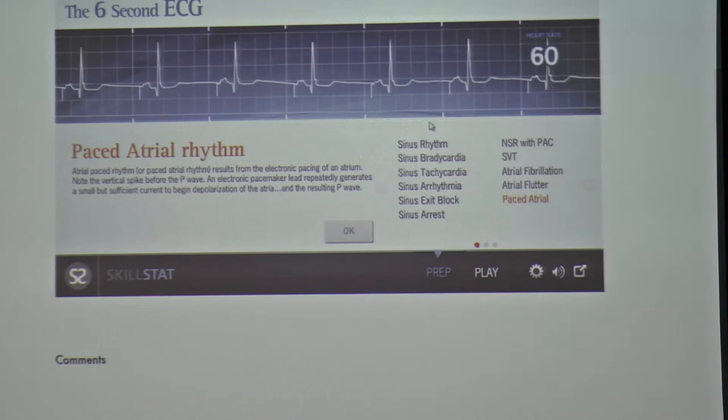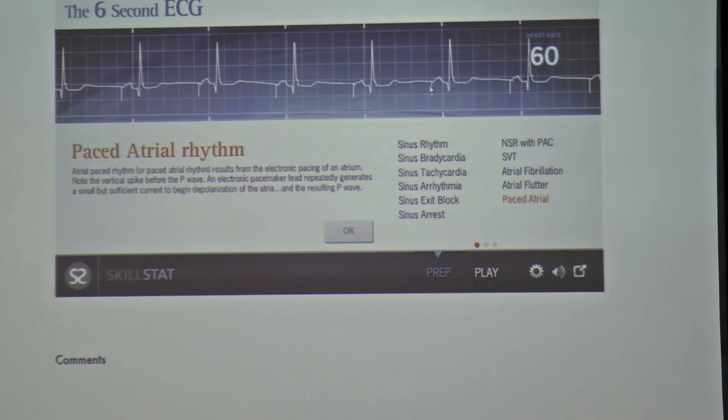So here's a paced atrial rhythm. And what do we notice? Pacemaker spikes. You see how small they are? So a lot of times you're going to miss the pacer spike, especially if you put the patient on in the ambulance and you're moving and doing a bunch of different things. You're going to miss the pacer spike on those patients.